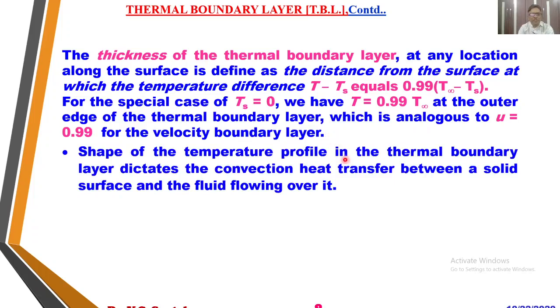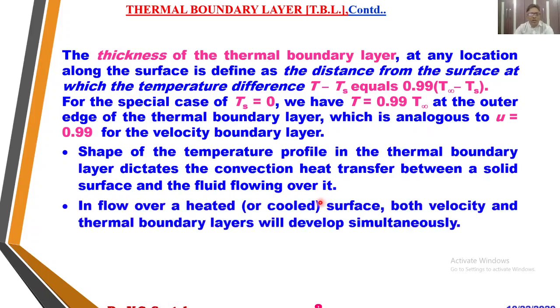Now the shape of the temperature profile in the thermal boundary layer dictates the convective heat transfer between a solid surface and fluid flowing over it. So that is why the study of development of thermal boundary layer for a flat plate is a very important aspect, in order to find out how it is going to affect the heat transfer rate from surface to the fluid flowing over it.